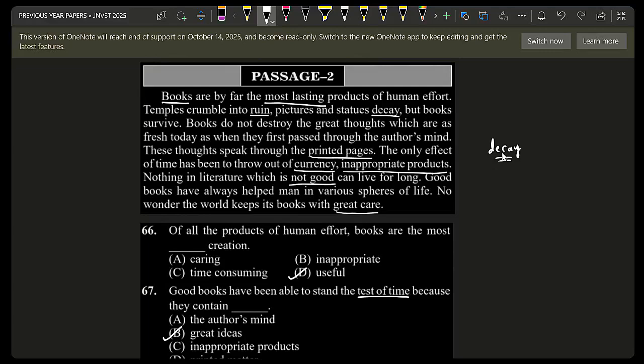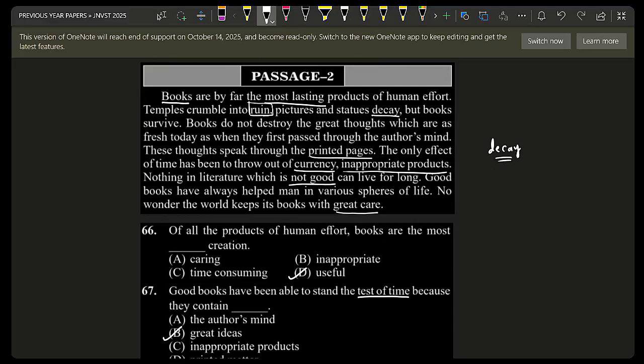Sir, ruin. I think the word is here. Yes, this one. Are you asking about ruin? Yeah, ruin also means getting damaged. In the history of India, many temples were damaged by different kings, by invaders from other countries. That is the ruin. Okay, sir. Next.